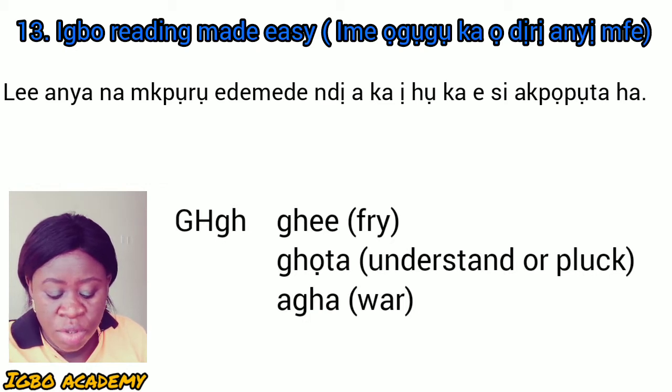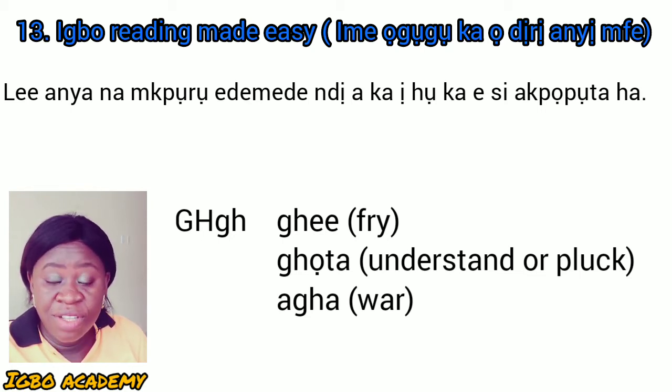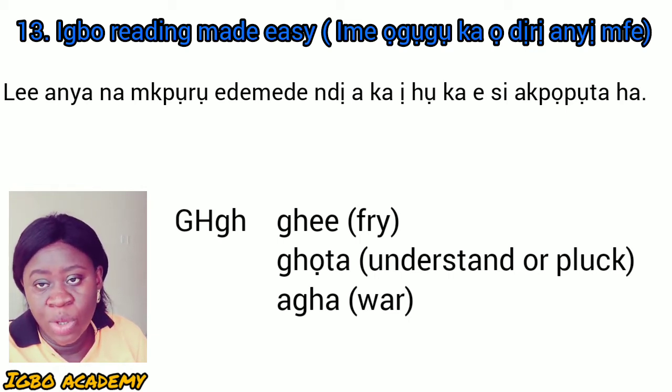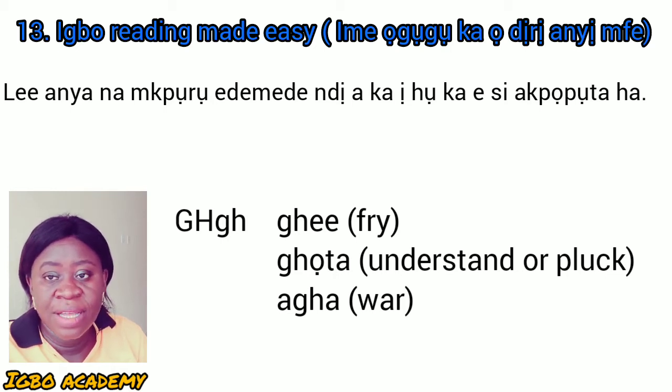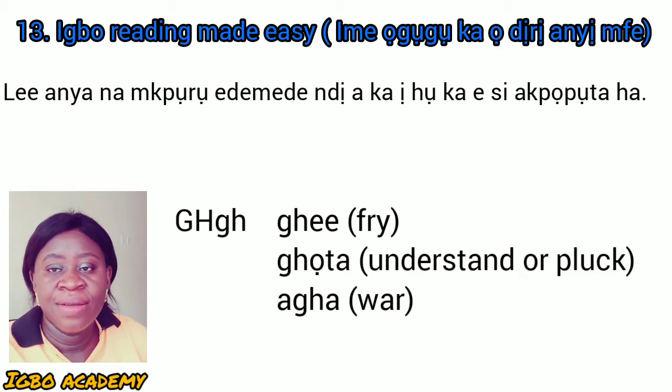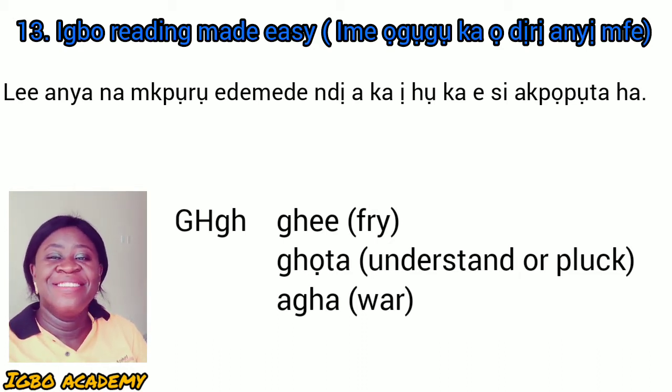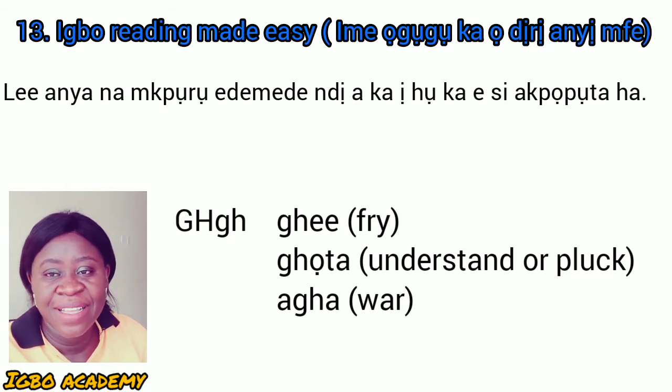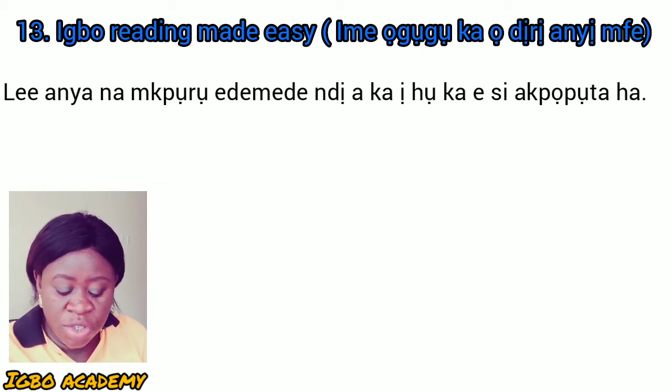We go over to G and H. Dịka na ghe, means to fry. Ghọta means understand or pluck. Then aha means war. Some people say aya or aha, the spelling aha means war. Fry, ghọta, pluck or understand. Aha, war.